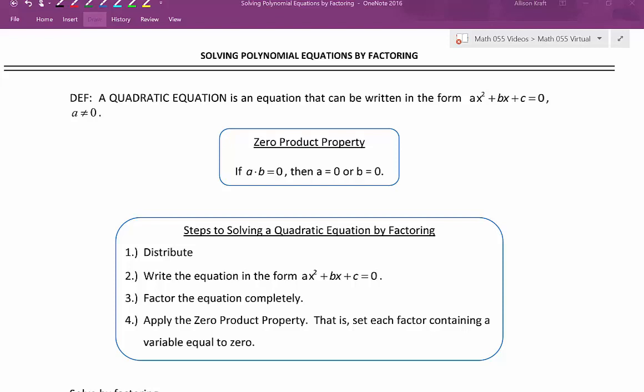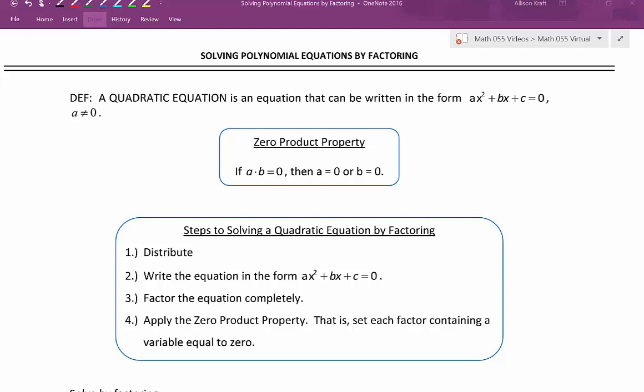In this video, we'll be solving polynomial equations by factoring. A quadratic equation is an equation that can be written in the form ax squared plus bx plus c, where a is not equal to 0. We will be using the zero product property to help us solve equations by factoring.